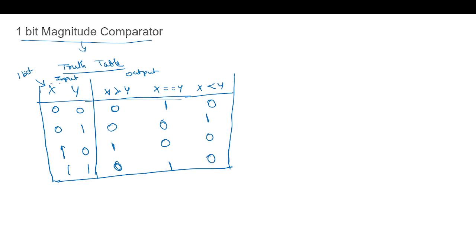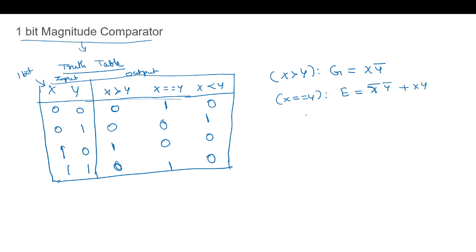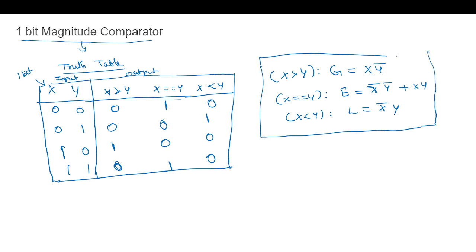So with this we can write the equations. I am denoting g for greater: x y complement. x equal to y is the equal to condition: x complement y complement plus xy. And x less than y: x complement y. So this is the 1-bit comparator. We got the equations for greater, equal and less.